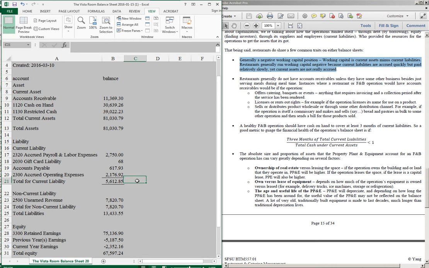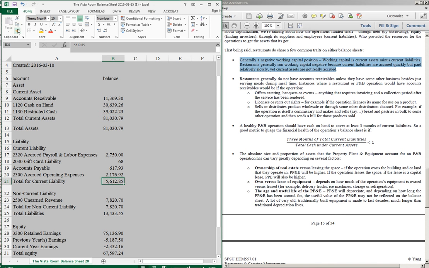What's weird about the Vista Room, though, is that we have a lot of assets for some reason, because we're holding on to a lot of cash. So our working capital for the Vista Room, working capital equals current assets minus current liabilities.